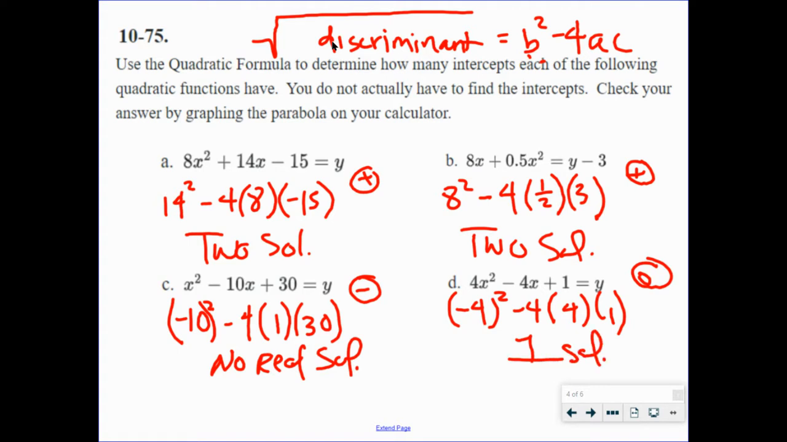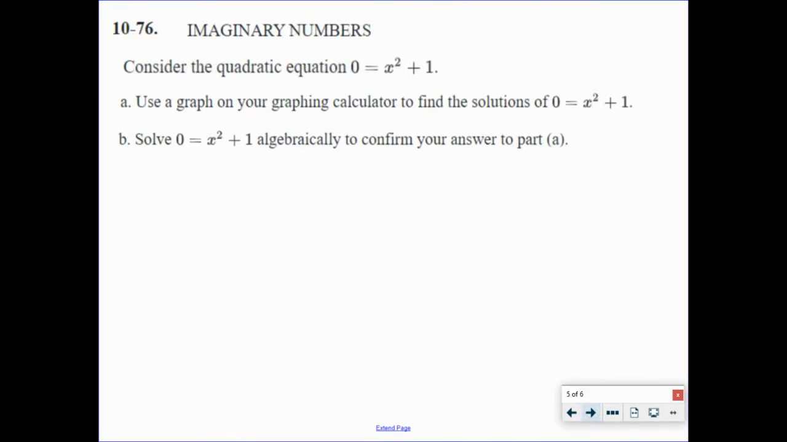The last thing we are going to do today is let's talk about imaginary numbers for a bit. A lot of you have been asking, what happens when there is a negative under the radical? Well, if you plug in, and actually pause the video right here, plug this quadratic into your Desmos graphing. Pause the video here.